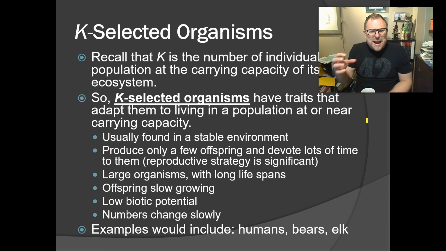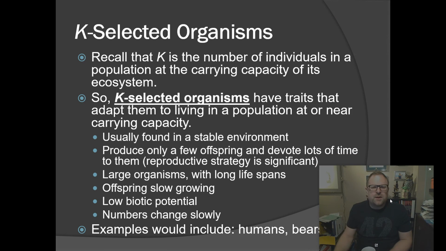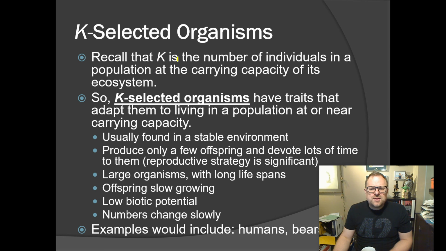So we're going to circle back here to K and R again, which we talked about just a few minutes ago. K is the number of individuals, that's carrying capacity, right? The number of individuals in a population at the carrying capacity of its ecosystem. So what we're going to talk about now is how we can describe certain kinds of organisms, how we would find those populations in a particular ecosystem, and how they might respond to that ecosystem.